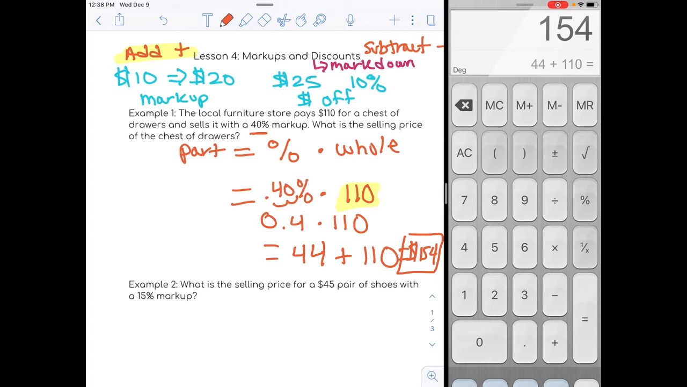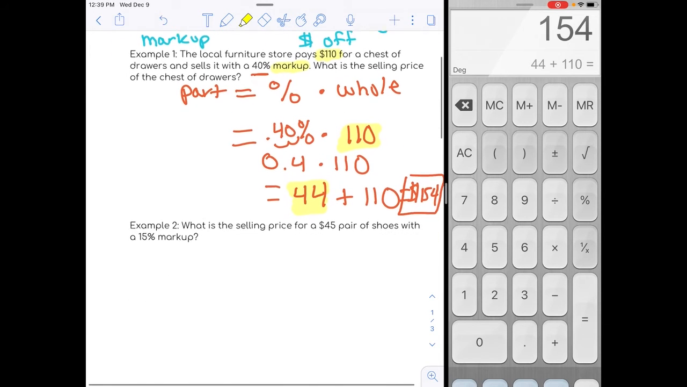And the reason that you have to add is because if you just had 44, that's what they're marking it up, but that's not the total price. And it honestly wouldn't even make sense if you said, oh, they're marking it up, they're increasing it by 40%, and then the markup is a decrease. That doesn't really make much sense. You want to add it back onto your original price. All right, let's try another one.